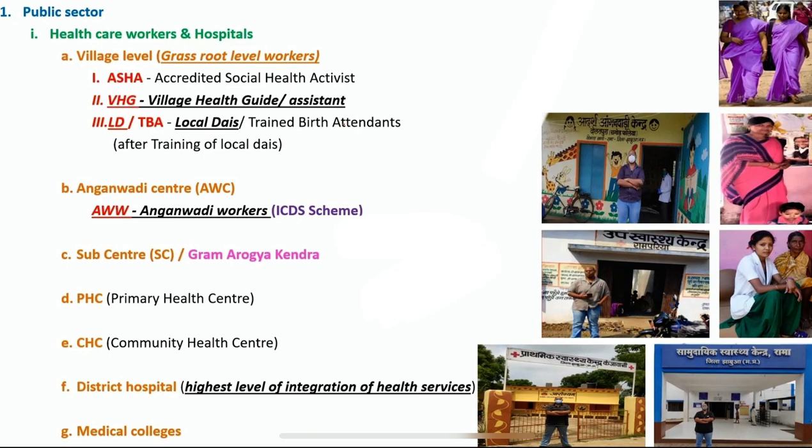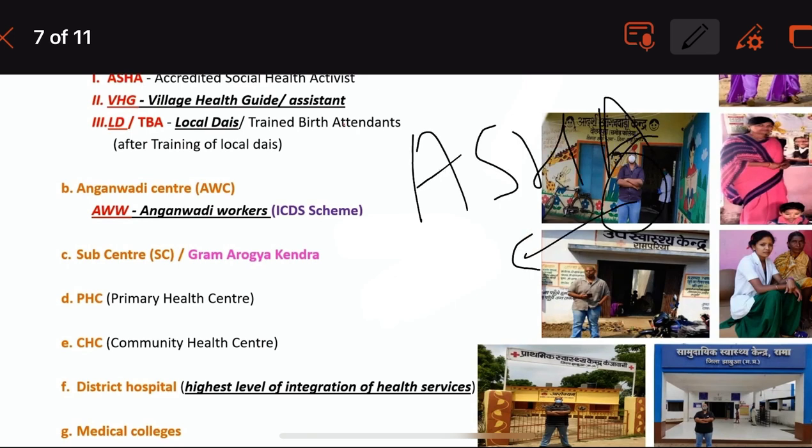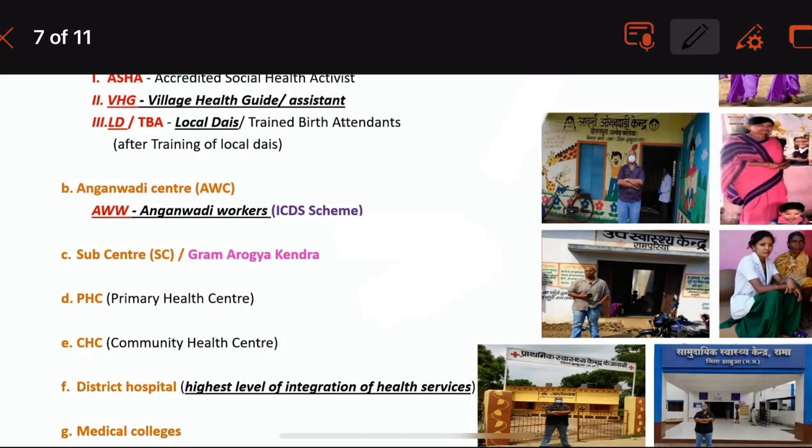Moving on to the Anganwadi centers, where we have the Anganwadi workers. So guys, at the village level, grassroots level, we have ASHA, village health guide. You can see this village health guide, this guy. And then we have the local dai. Next, Anganwadi center. Anganwadi center, we have Anganwadi worker. Under the ICDS scheme, we have these Anganwadi workers.